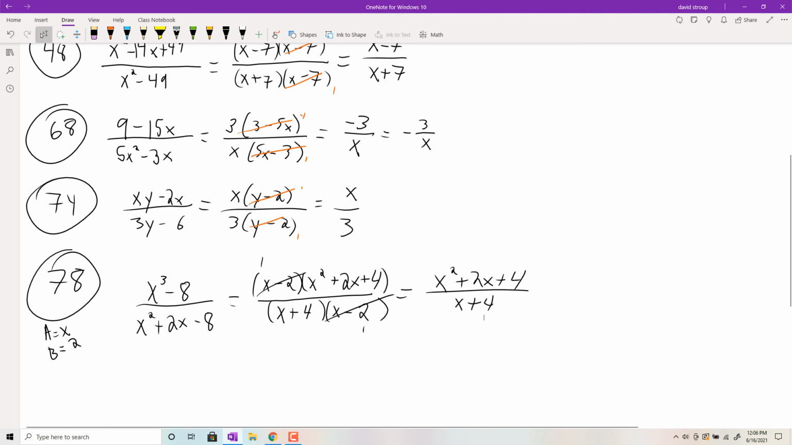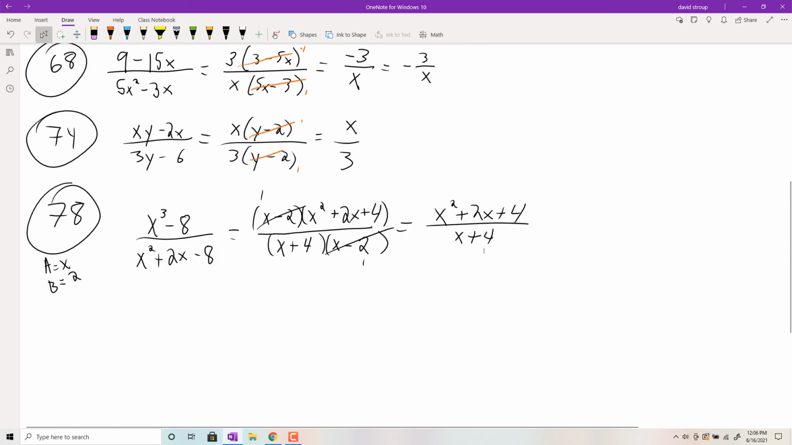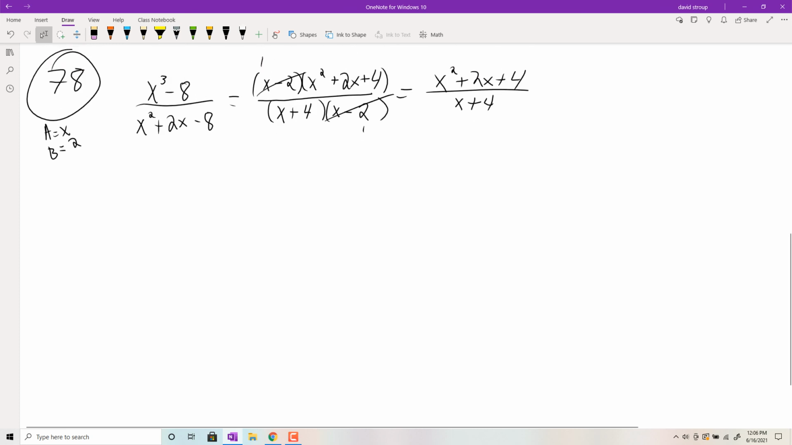And so, you know, that's what you're up against for 7.1. It's just a bunch of simplification. Make sure you know that cubic formula. That could pop up on the test again. Okay, so 7.2 now.